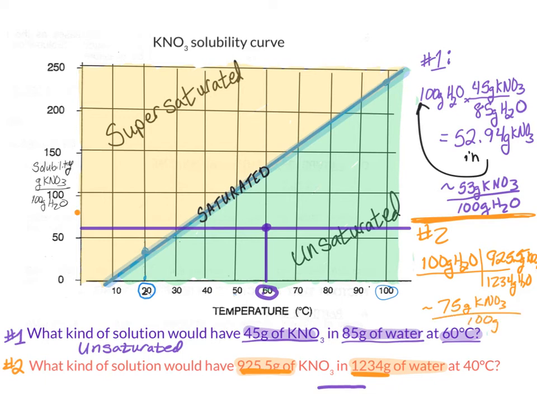And then we draw a line going straight across at the 75 grams of KNO3 per 100 grams of water line, to show that that is the concentration of our solution at all different temperatures. That's the amount that we have in the container.